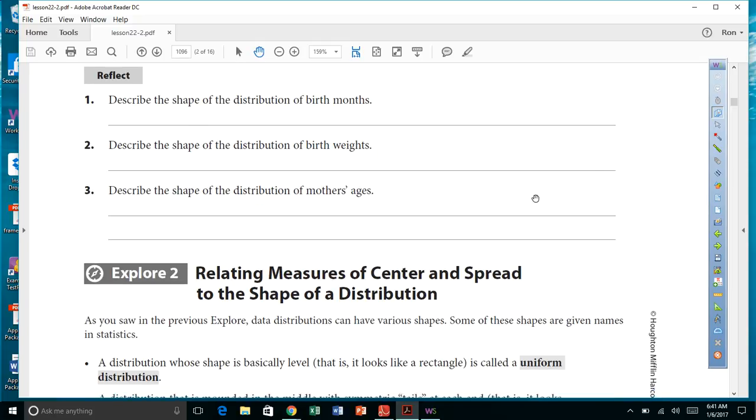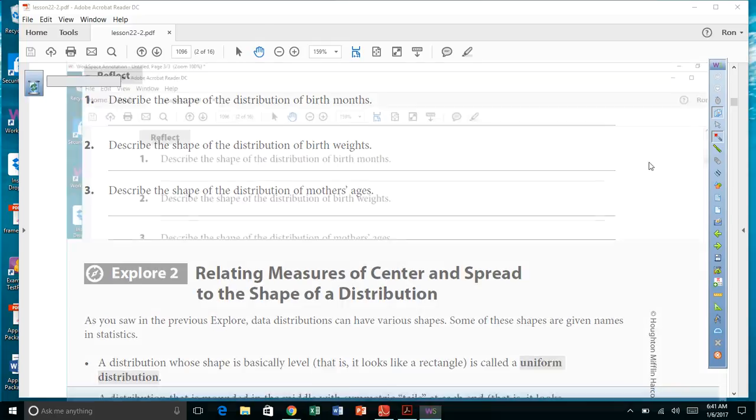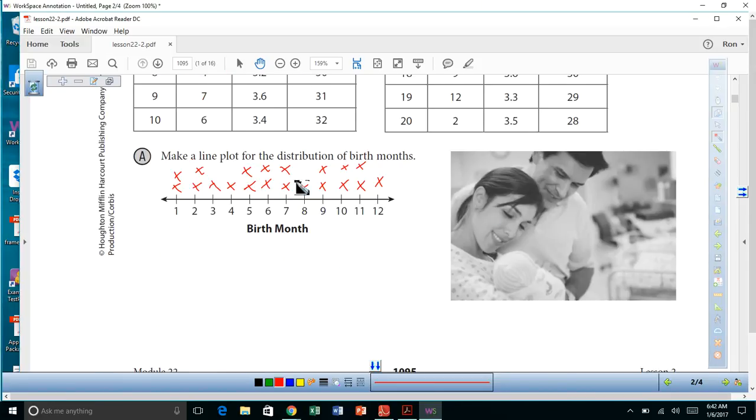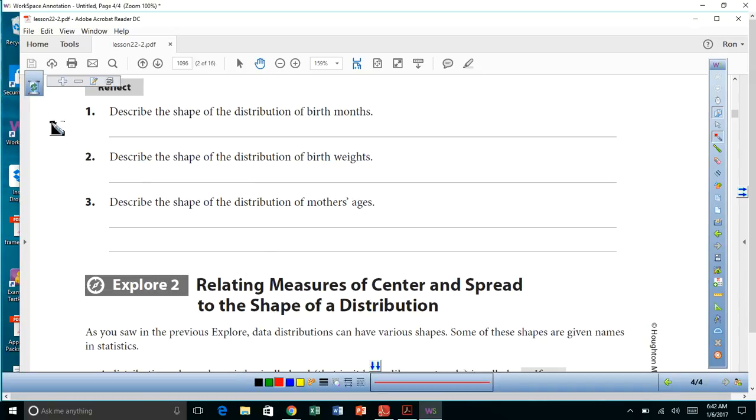Describe the shape of the distribution of birth months. Birth months. Let's take a look at it. It looks like the distribution is fairly level. That means that the data are more or less evenly distributed. So the distribution is fairly level.